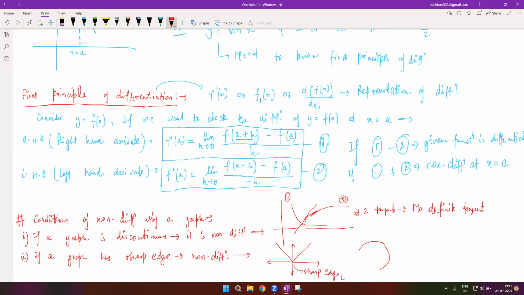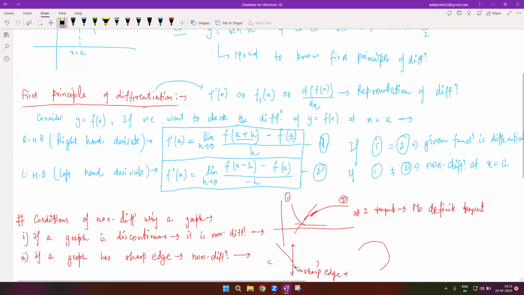Now, what is the problem at sharp edges? Sharp edge also has two tangents. I mean, both of these lines are working like tangents at this point. If you draw a tangent at this point, then this line, the x-axis, is also a tangent, right? This is also a tangent at this point. This is also a tangent. And this is also a tangent. There are three tangents at this point.